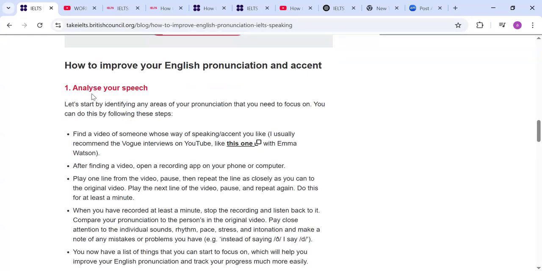How to improve your accent? One way is, nobody can tell us better than ourselves. We can analyze ourselves better. So what is the first step? We need to analyze our speech. How can we analyze?